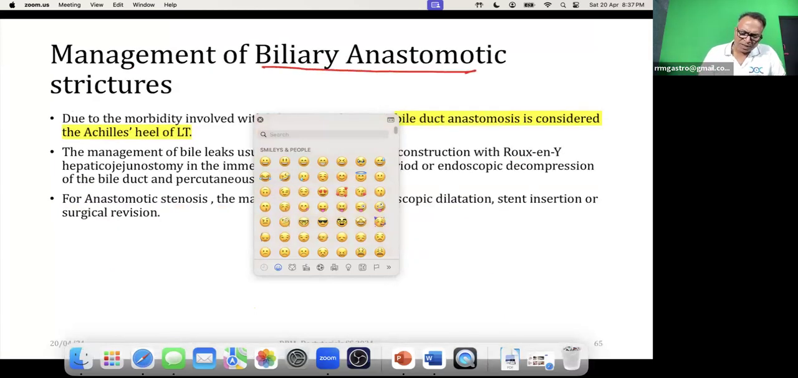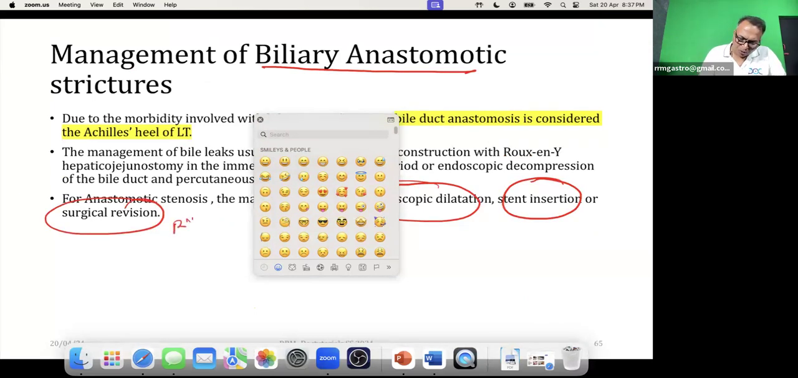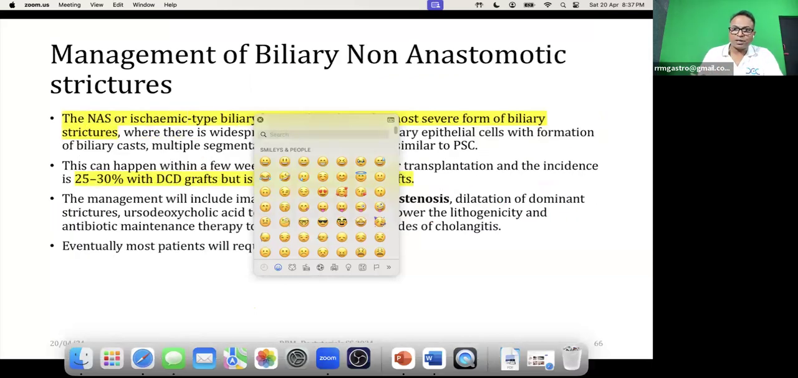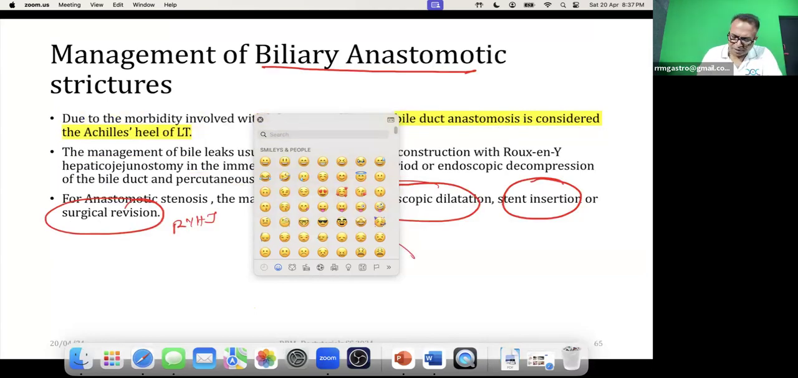Biliary anastomotic stricture is easily treated. We can treat anastomotic restenosis by endoscopic dilatation or by stent insertion or by a Roux-en-Y hepaticojejunostomy. Anything can be done for anastomotic stricture. Anastomotic stricture is the easiest to treat.